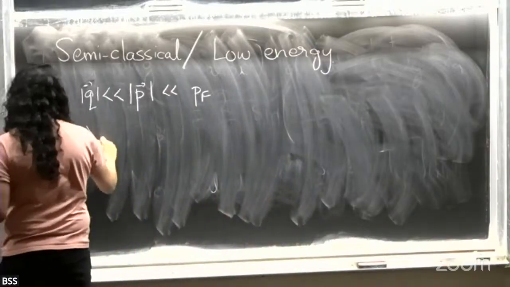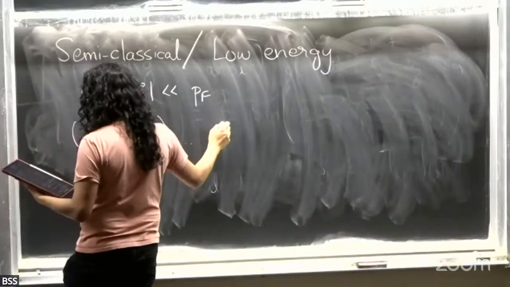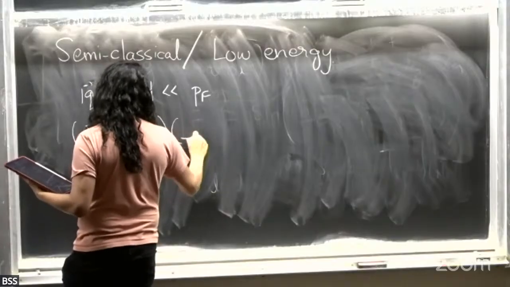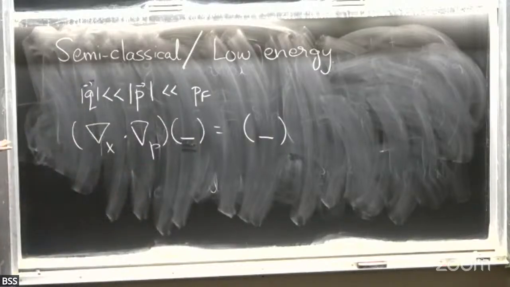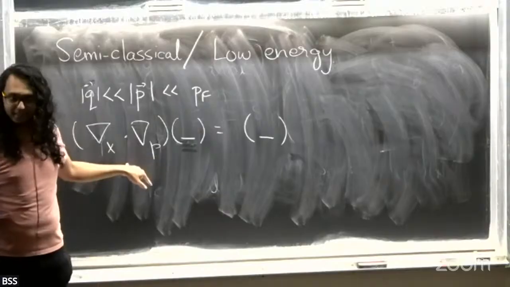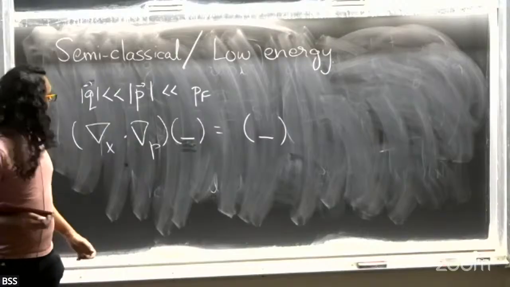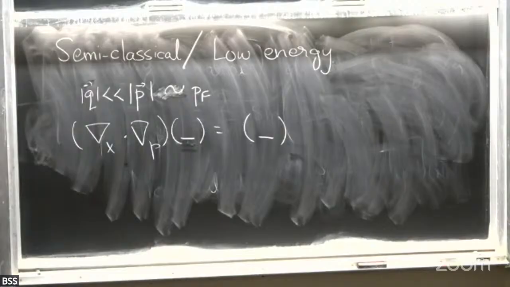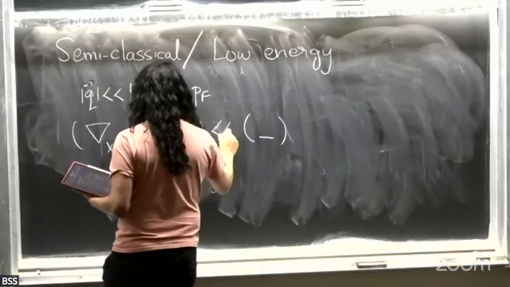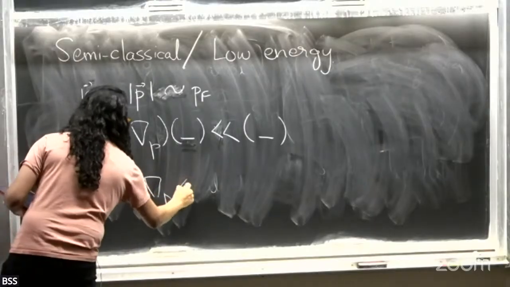It means that the conjugates, ∇_x · ∇_p acting on anything, is much less than that thing itself. So the dot product of the x and p gradients of a function of x and p is much smaller than the function. Oh, whoops, sorry. Thanks. Yeah, p has to be of order p_F. Oh, yes, sorry. This is much less than the function. So another way of writing this is that ∇_x · ∇_p is much less than 1.